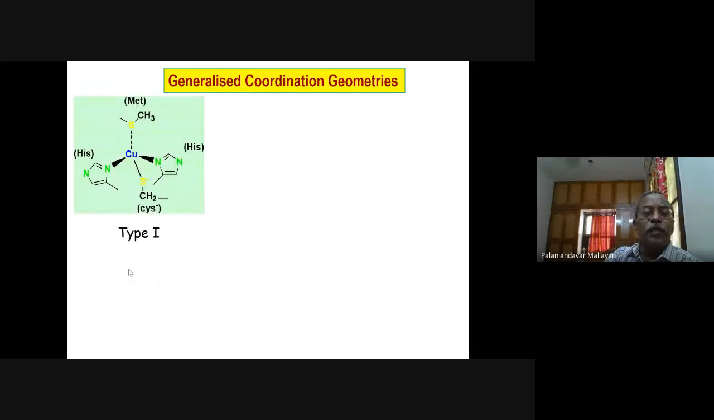So we have seen what type 1 proteins are. They have an almost tetrahedral geometry, two imidazoles, one thioether, one methyl, coordinatively saturating the site.